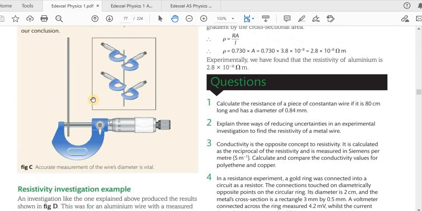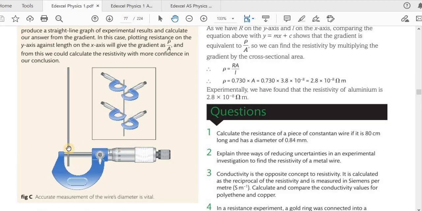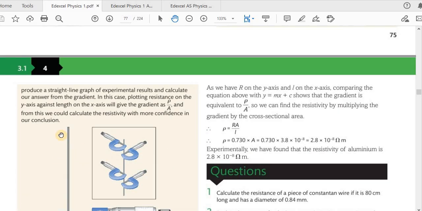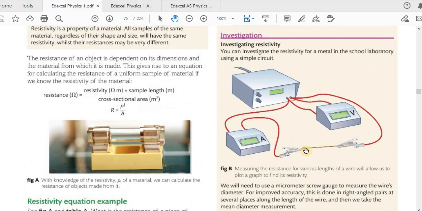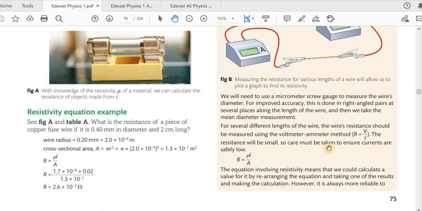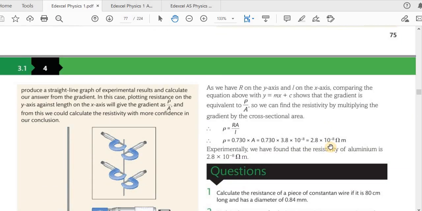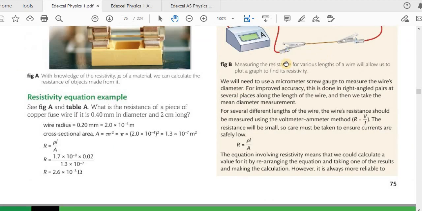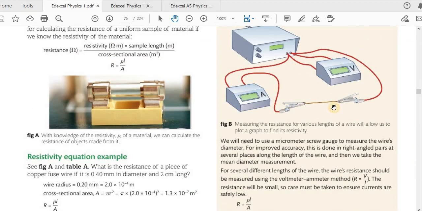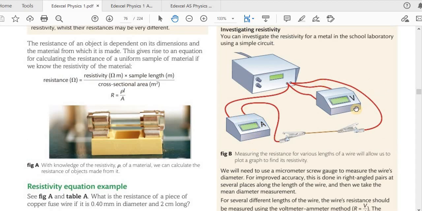Using the micrometer screw gauge, you can find the diameter. Once you know the diameter, you can find the area of cross section, and after that you can find the resistivity using the method I told you. But by the way, here what they are doing is, instead of using an ohm meter, they are using an ammeter and a voltmeter. So this is something that will take more time, but what I do instead is, you can directly connect the ohm meter.